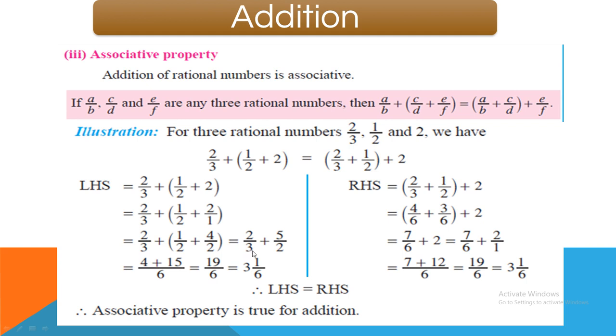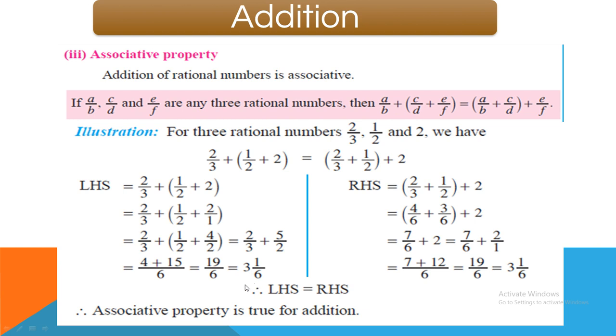Okay. On table of 3 we get 6 at 2. So multiply this 2 with 2 to get 4. Same way, on table of 2 we get this 6 at 3. So multiply this 5 with 3, we get 15. So adding them we get 19 upon 6, which is 3 1 by 6.